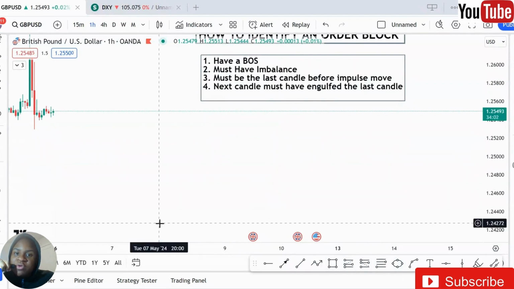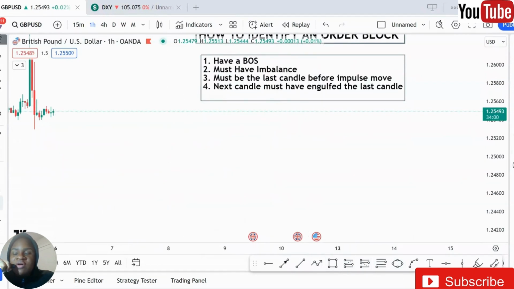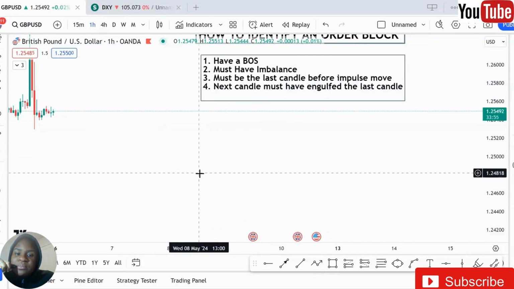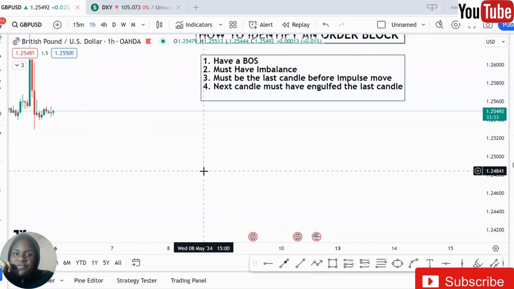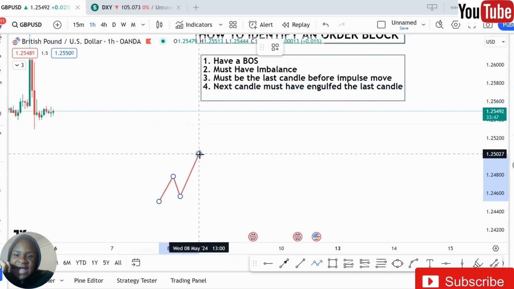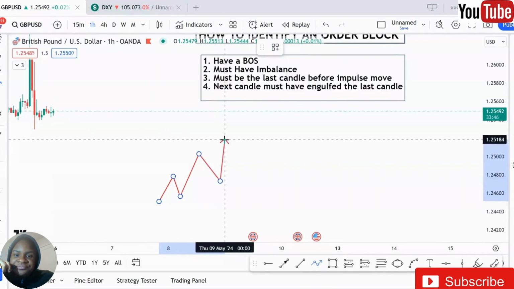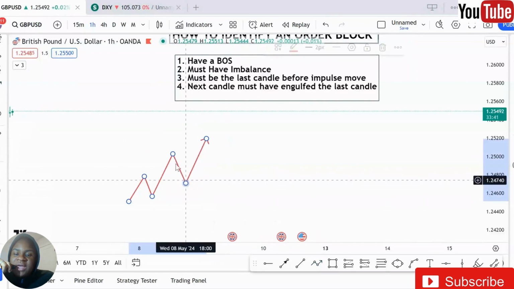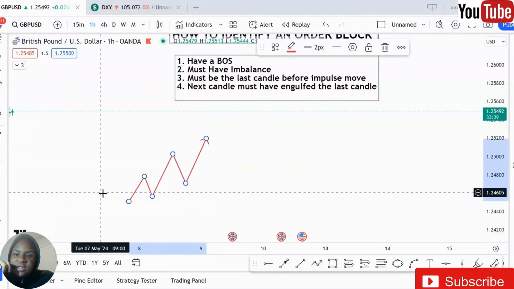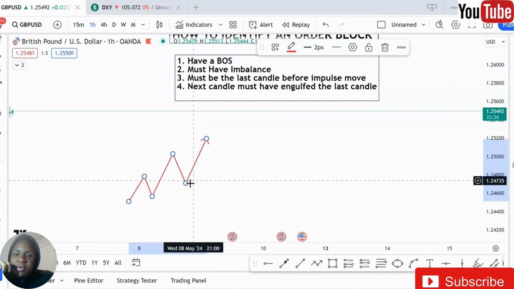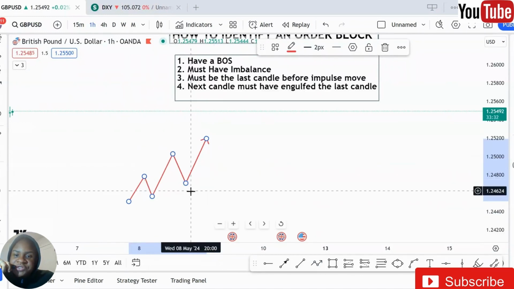engulfed means. It must cover, if I use that word correctly, or must be higher than the initial candle before the break of structure, in the sense that for a bullish scenario we have the high, the low, the high, the low, and the high. Am I correct? Now if you can see here very well, market first sold before it bought. This is an impulse move, this is an impulse, and this is a retracement.